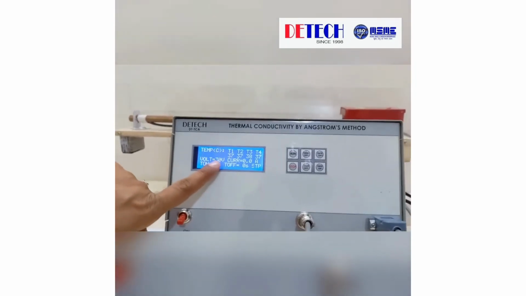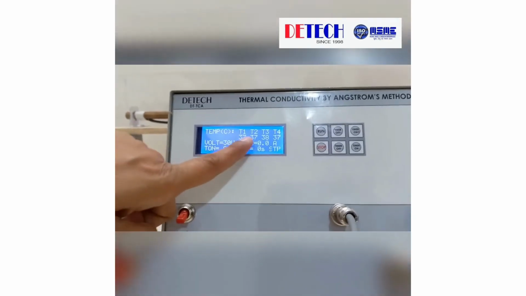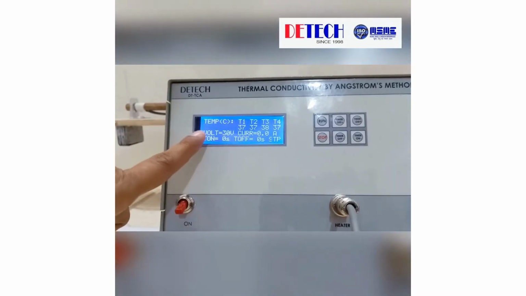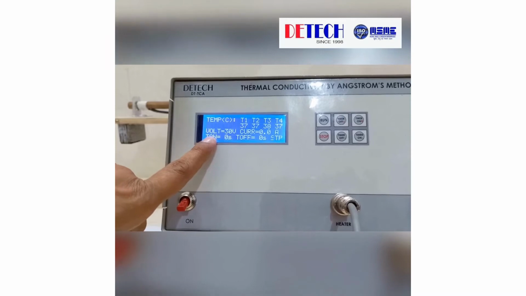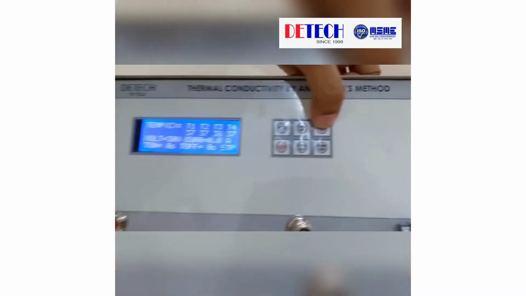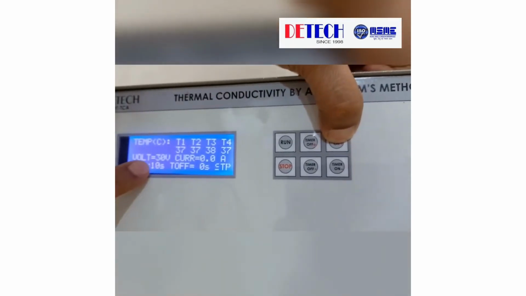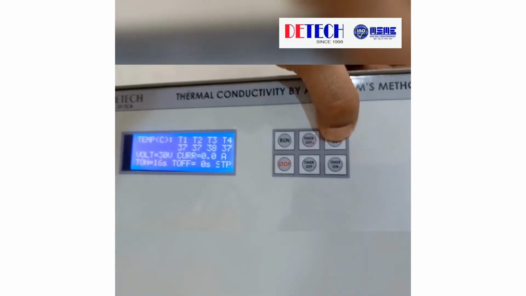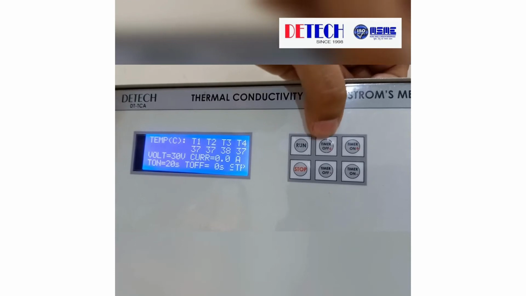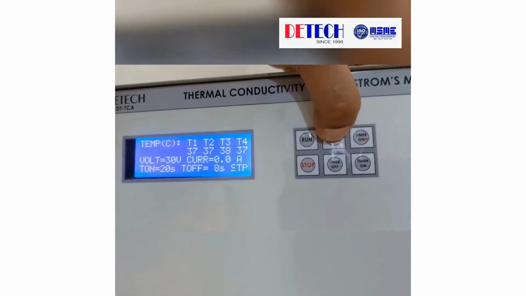Next we have the voltage. 30 volt is applied across the heater and we have the current. The current will show when the heater is on. This is the T on, that is the timer on, and this is the timer off which we can set. So for setting the timer on, we have to press this button which increases the seconds over here. So let us set this at 20 seconds and the timer off we will be setting it at say 10 seconds.